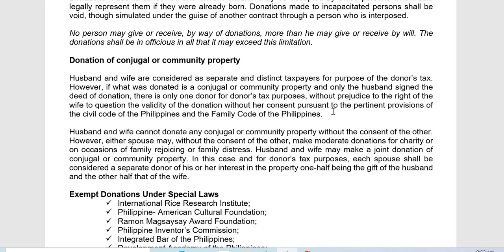Husband and wife may make a joint donation of conjugal or community property. In this case, as I said earlier, each spouse shall be considered a separate donor of his or her interest. It is divided into two, in the property, one half being the gift of the husband and the other half being that of the wife. Okay? So, let's discuss more of that later.